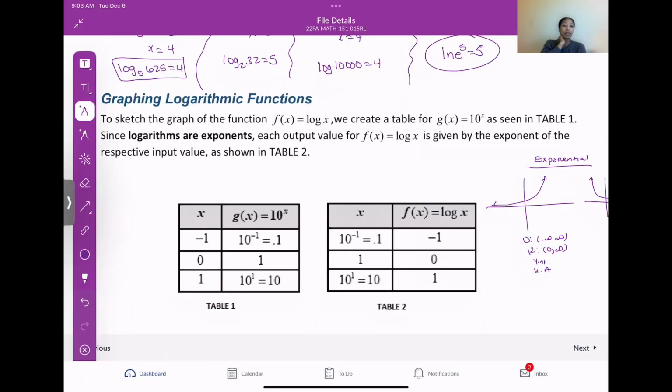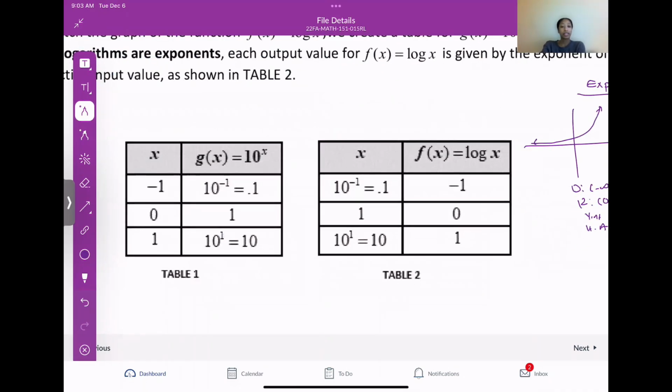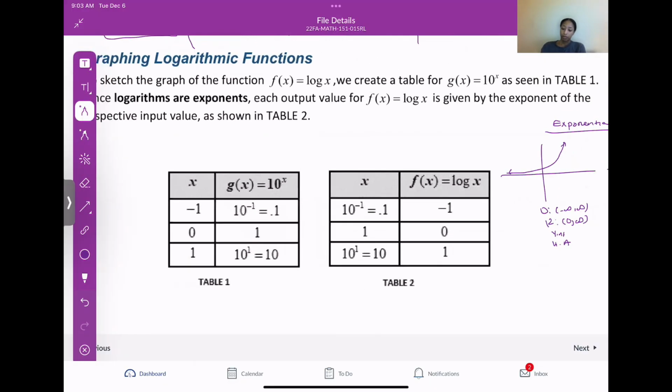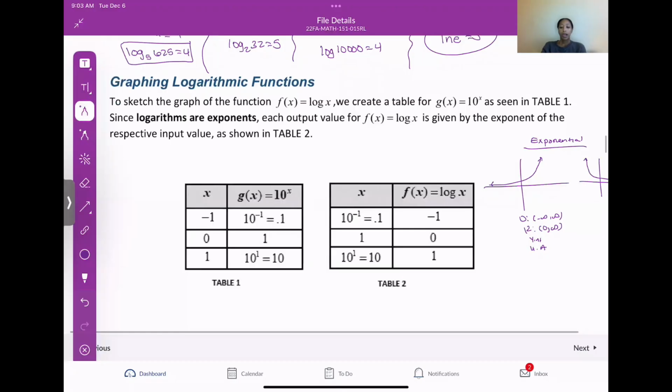Okay, so to sketch the graph of a logarithmic function, we're going to start off with log of x, which is base 10. We're going to create a table of values and then plot the points and then connect the points to see what the graph looks like. All right, so we're looking at 10 to different powers to help us with this. In table 1 and table 2, table 1 gives us the exponential form of 10 to the x. And for table 2, we're going to switch the inputs and the outputs because they're inverses of each other. And that'll give us the table for log of x.